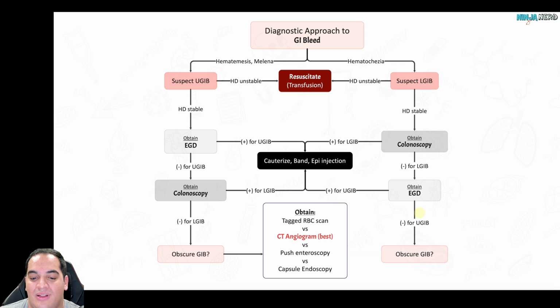So what do I do? I do the same thing. I get a tagged RBC scan. It'll show you if there's a bleed, but it won't locate it. A CT angiogram will definitely identify the vessel that's bleeding. It'll identify the location and potentially the cause. A push enteroscopy would also be able to do this, but it's going to be more particularly looking into the jejunum and the ileum. And the capsule endoscopy would be a very good test. It's non-invasive. It takes some time, but you would swallow it and it would show you, again, there is a bleed somewhere, and it may give you an idea of the location.